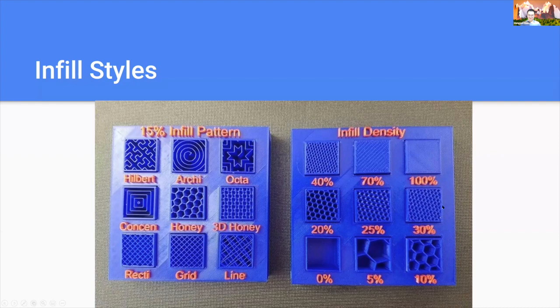So right now we're using honeycomb, and you can see the difference between 5 and 10, 10 and 20, all the way up to 100. So at 70%, the print is essentially pretty much solid, right? At 100%, you can see it's essentially what a top layer would look like. And if you print your entire object using 100% infill, that would be a waste of material.